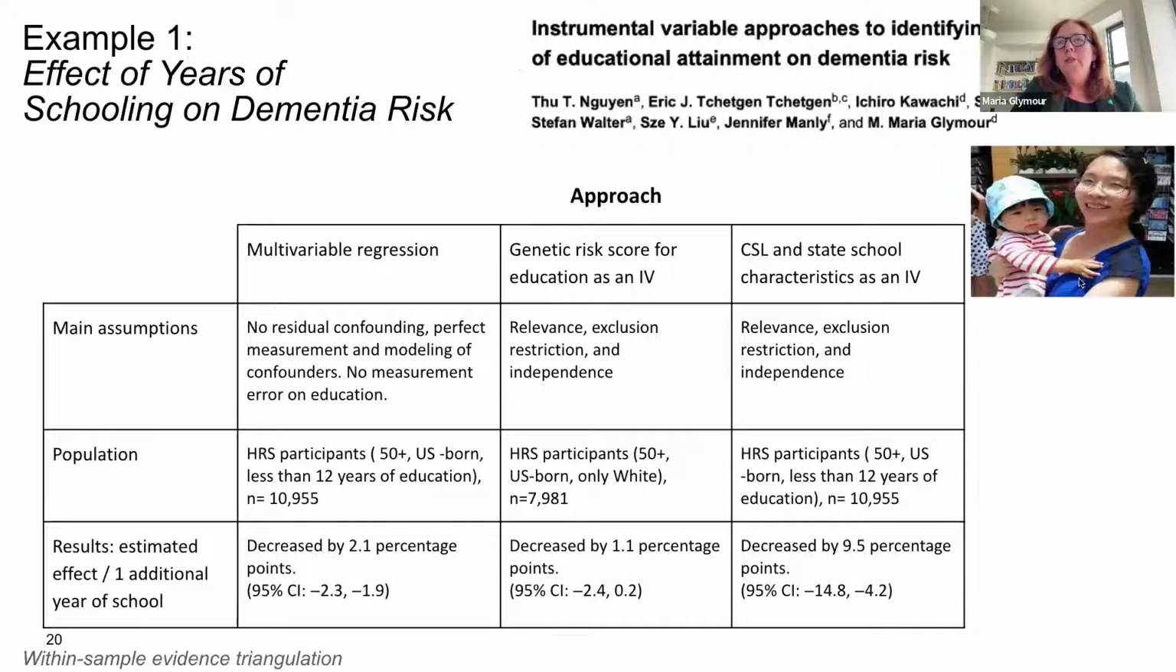This is Tu Nguyen, who's now on faculty at the University of Maryland, but was at the time a postdoc. I think she was a postdoc, but she might have been a pre-doc when she did this work. In the data from the Health and Retirement Study, she estimated the association between educational attainment and absolute risk of dementia. And then she used a genetic instrumental variable, and then she used mandatory schooling laws. And she used all of these to estimate the effect of a year of education on dementia risk.